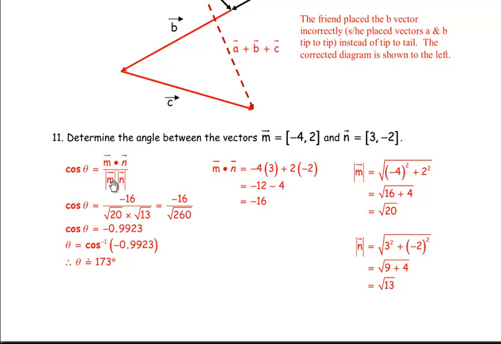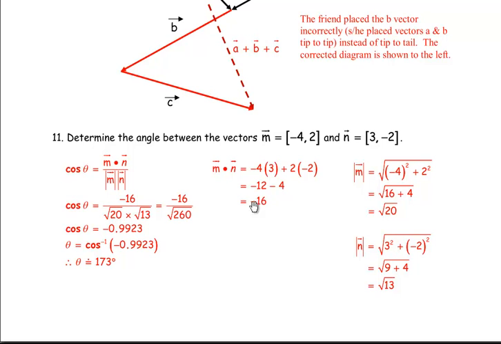We also need the magnitudes of the two vectors. So the magnitude of vector m would be the root of negative 4 squared plus 2 squared. So that's 16 plus 4, which is the root of 20. I won't bother finding what decimal it is. I don't really need to, although you could. For n, the length of vector n would be the root of 3 squared plus negative 2 squared. So that's 9 and 4 is 13. So the length of vector n is the root of 13.